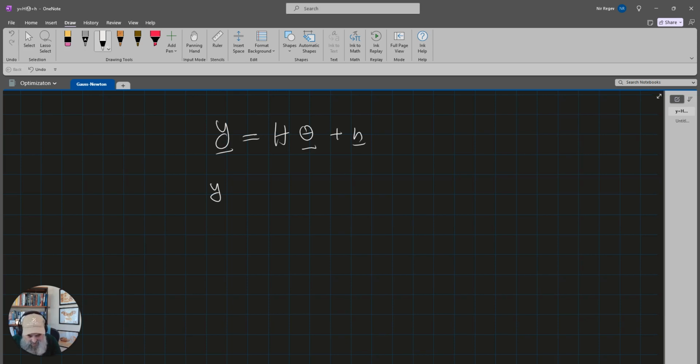Now let's assume that our model is nonlinear. So we have a vector valued function f, and it receives theta as an argument, and also we have an error here. How can we solve that using linear least squares? The approach is this.